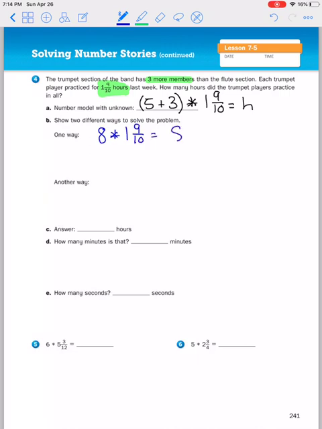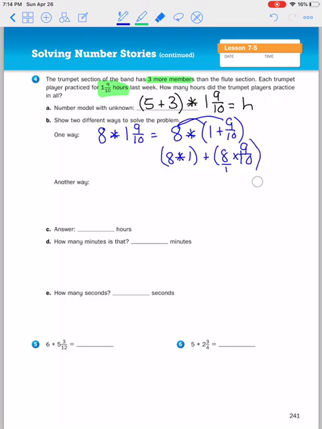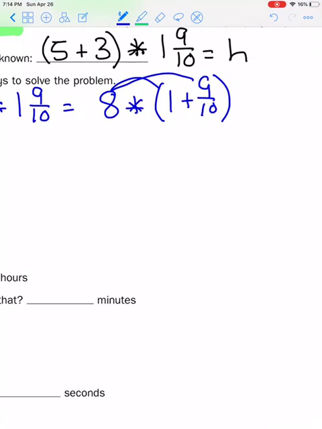So I'm going to rewrite that as 8 times 1 plus 9 tenths. And I'm going to do 8 times 1 plus 8 times 9 tenths. And I'm going to put my 8 over 1. Actually, that's a little messy. I don't know if that's hard for you guys to see over there. They really don't give you enough room. It makes Miss Mold nuts. I'm going to write big, and then I'm going to just erase it when I do the next problem.